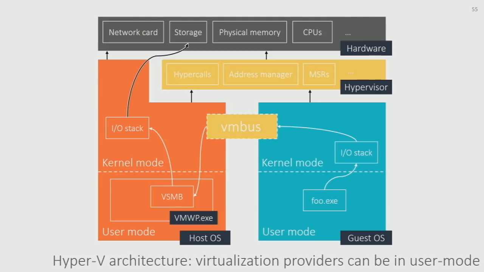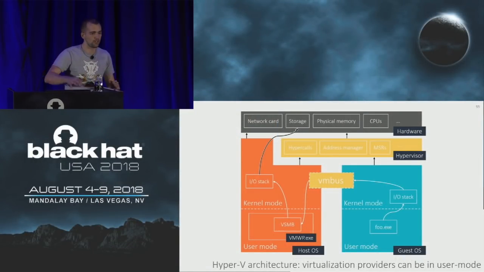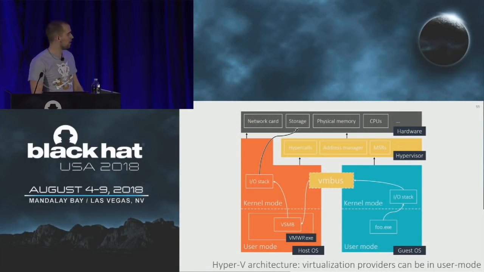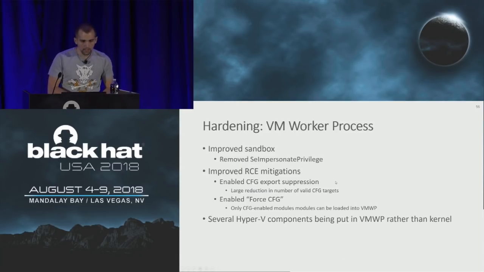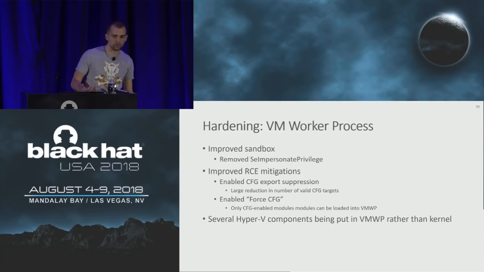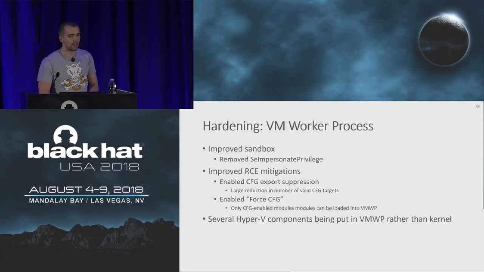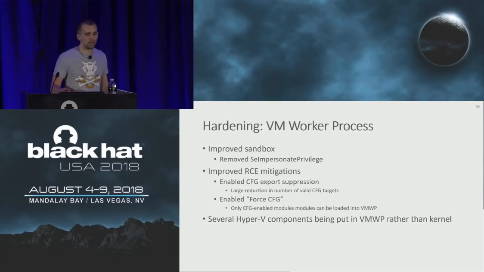So the whole point is, you have one VM worker process per VM. And so if you break into that VM worker process, in one of those VSPs that is in the worker process, you've only really broken into that worker process. If you want to have full access to all the other VMs, like I just showed you, you still need to escalate to kernel level. And so this is something that we're definitely trying to invest in. We are hardening the worker process even more so than the kernel, with improvements to sandbox and improvements to RCE mitigations. In addition to that, we are trying to move more and more Hyper-V components into user mode because it's just a much better security posture.